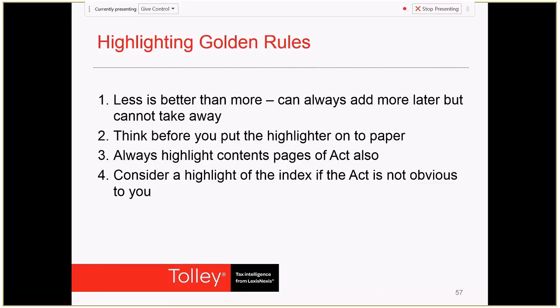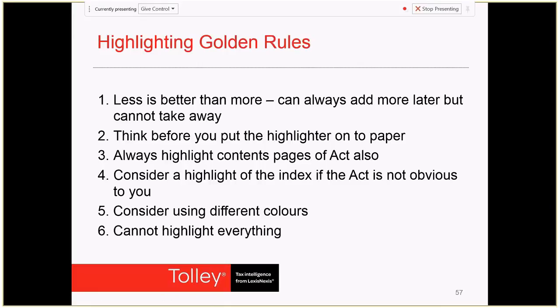If you think you won't remember which act it's in, think about highlighting the index in some way that will help you get there. Think about using different colours, which I've already mentioned, but you know how you will colour code and what will work for you. You cannot highlight everything. Most of it needs to be here. You can only highlight certain things. How is it going to be useful to me in the exam?